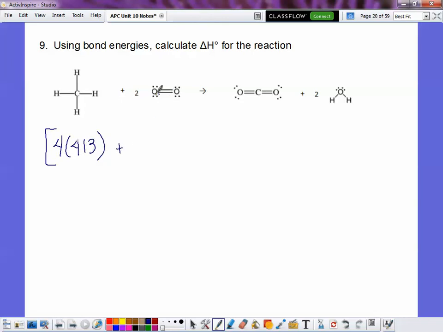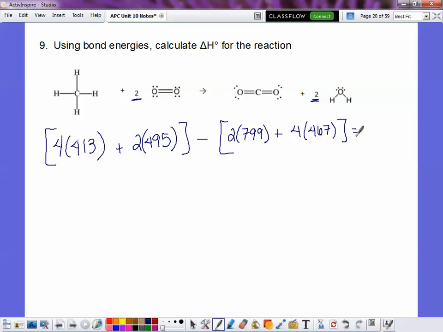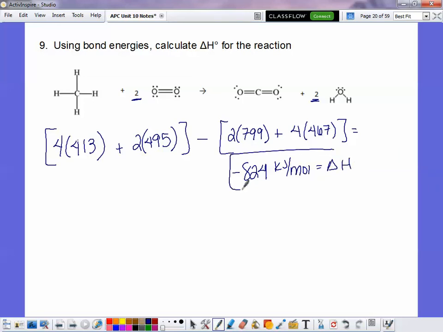And then in O2, there's 1 oxygen-oxygen double bond, but we have 2 molecules. So there's 2 O=O bonds. That's 495. Minus, in CO2, we have 2 carbon-oxygen double bonds. And remember, that one's the weird one. It's 799. Plus, in water, we have 2 oxygen-hydrogen bonds, and then there's 2 of them. So we have 4 total at a bond energy of 467. So when I do all that math, you should get negative 824 kilojoules per mole. And that is the delta H for this reaction based off of the bond energies.